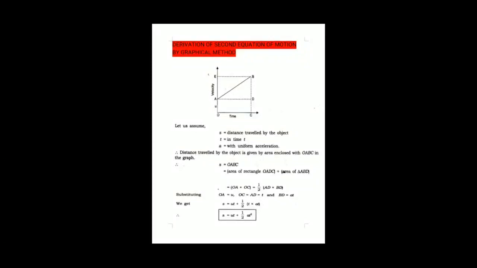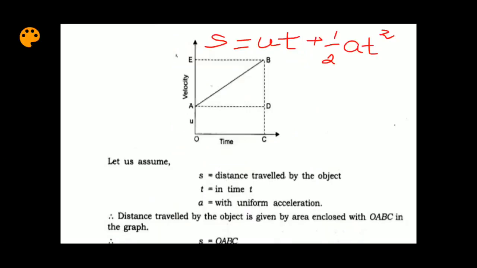Now we will learn to derive the second equation of motion by graphical method. The second equation of motion is s is equal to ut plus half at square. So we have to derive this equation. For this, let's consider a body which is moving with initial velocity u. It covers a distance s in time t. We have learnt in velocity-time graph that the distance travelled by a body is given by the area occupied below the velocity-time graph.